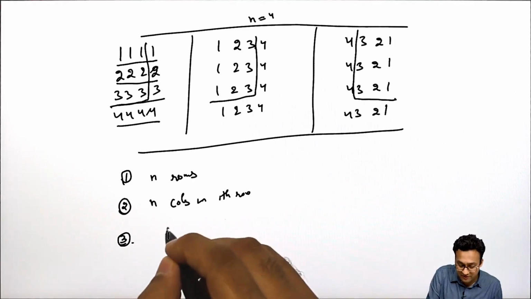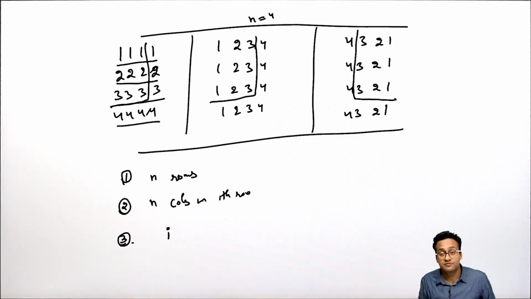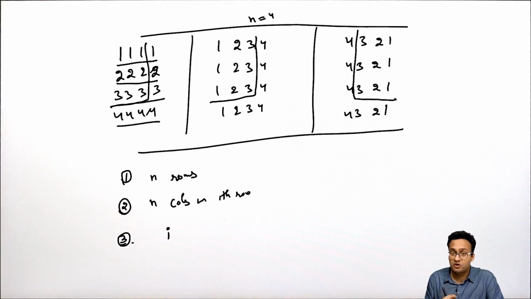So what do we need to print? We need to print i. Right, so exactly the same code. Instead of where we were printing star, we just need to print i now. Effectively, what's going to happen for row number 1, i will be 1, so we'll be printing all 1s. For row number 2, we'll be printing all 2s. For row number 3, we'll be printing all 3s. And for row number 4, we'll be printing all 4s. That's how it's going to work.